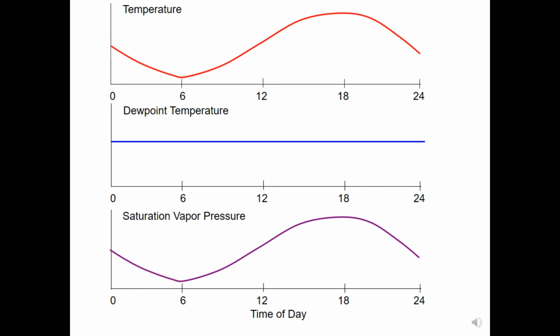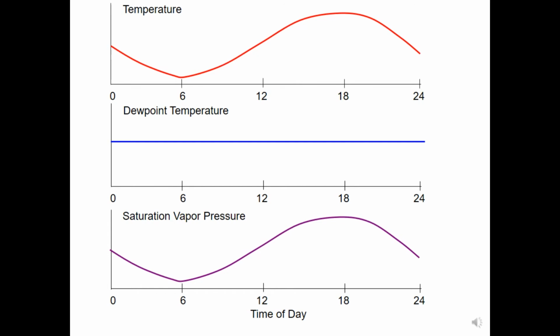And let's just say, for argument's sake, that the dew point temperature on this particular day remains constant. And what that means is that we don't have any evaporation or any condensation, which is changing the overall amount of water vapor that's in the air. And we're not advecting either higher moisture or lower moisture content air to a given site. So the dew point temperature is remaining constant on this day.